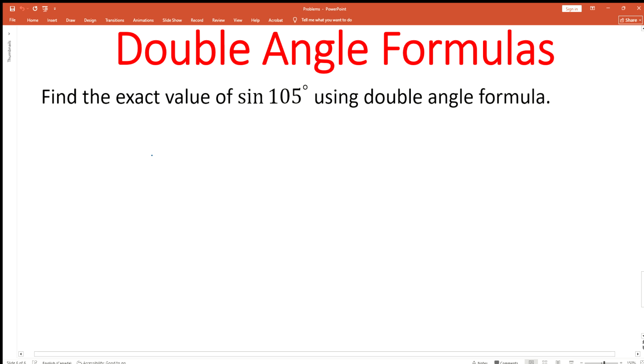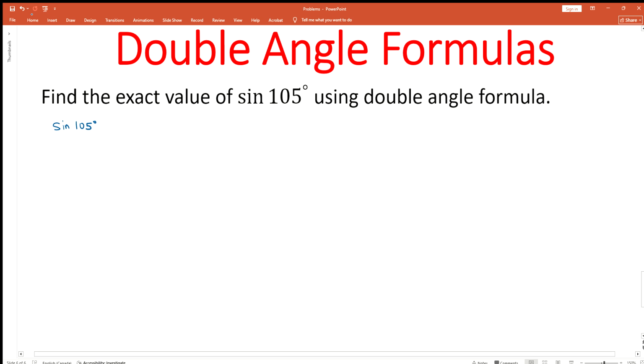In this video, we'll solve this problem using double angle formula or identity. As per the problem, find the exact value of sine 105 degrees using double angle formula. Let's start by analyzing the given term sine 105 degrees. As you may know, angle 105 degrees does not lie on the unit circle. That's why we need to do special analysis to find the value of sine 105 degrees.